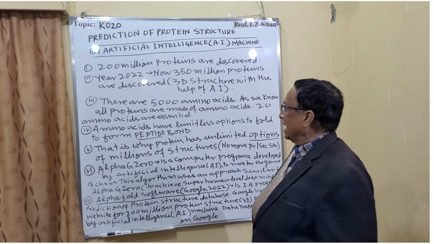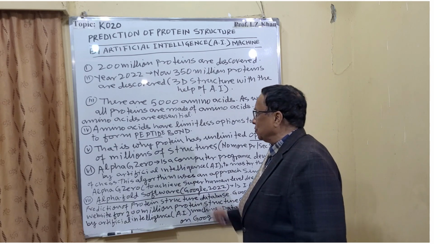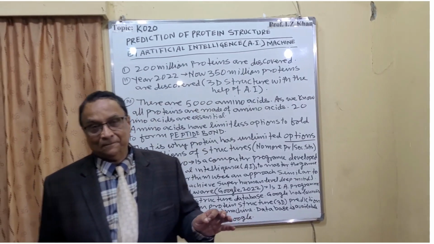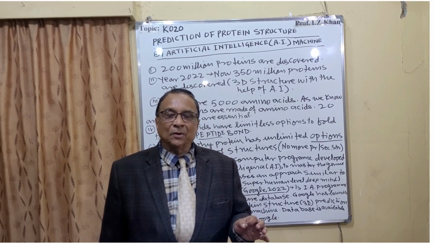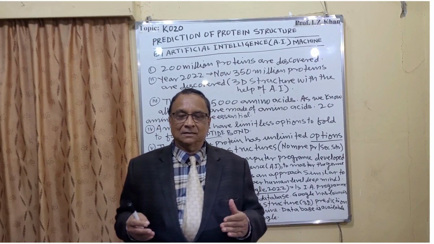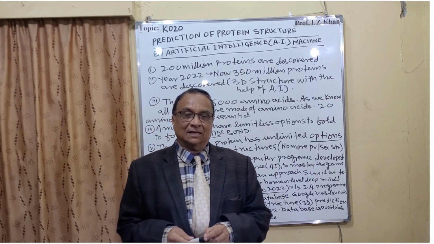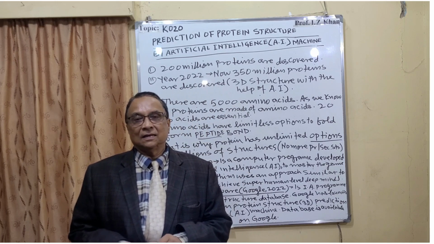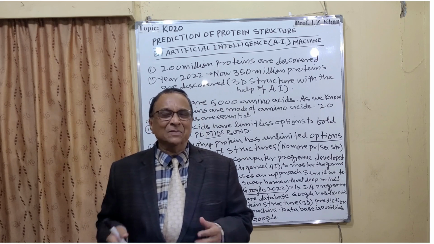Number 4, amino acids have limitless options to fold to form peptide bond. This is the today's discovery by machine, artificial intelligence. Before we were having this, to our limited knowledge and with our instrumentation like X-ray, NMR machine and all those, that it has some limit, but no, it has no limit, limitless.